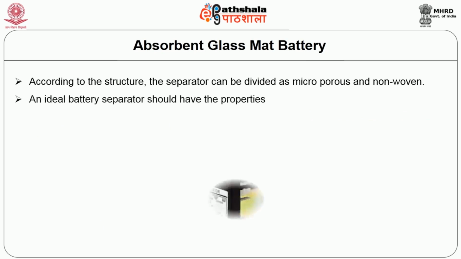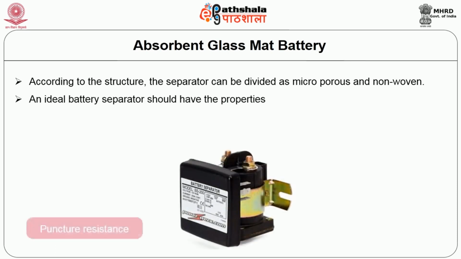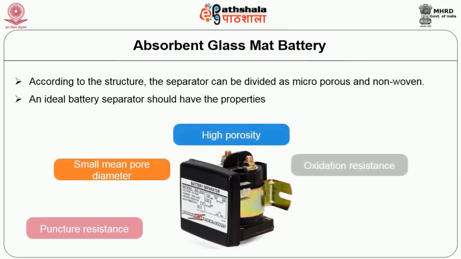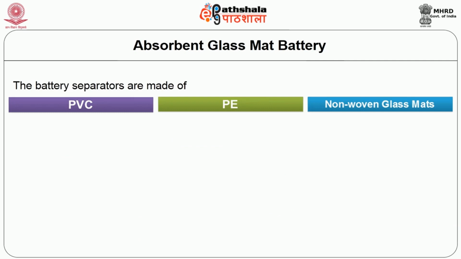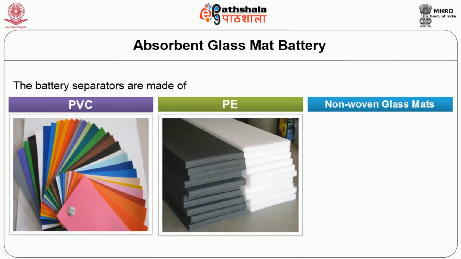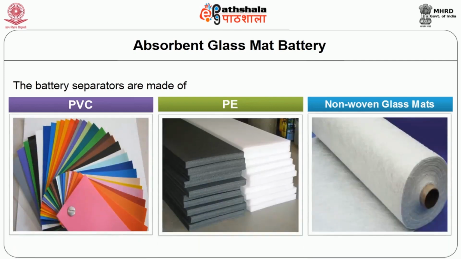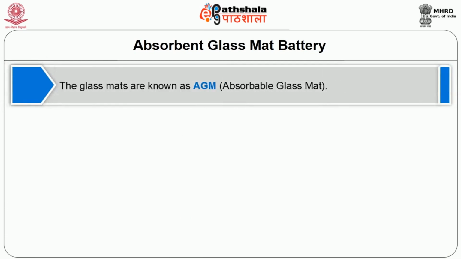An ideal battery separator should have the properties of high porosity, small mean pore diameter, oxidation resistance, punch resistance, thermal dimensional stability, freedom from harmful chemical contamination and favorable voltage characteristics. The battery separators are made out of PVC, PE, and non-woven glass mats. The glass mats are also known as AGM.